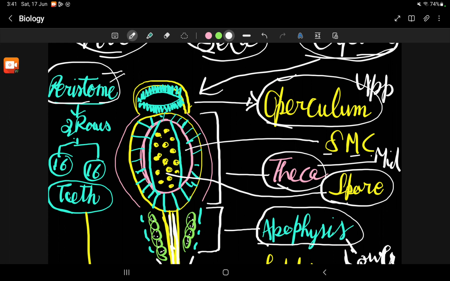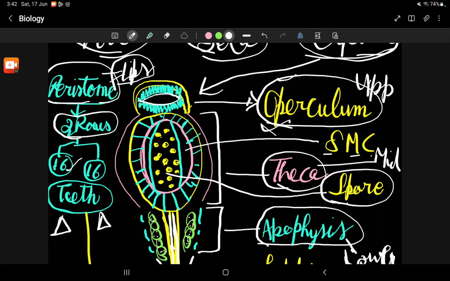Peristome is like lips, and lips carry the teeth. There are 2 rows, and each row has 16 triangular teeth. Triangle shape. I tried to make them triangular, but they are a little bit off. Many questions are asked about this peristome. The location of the peristome is in the operculum. How many rows? There are 2 rows of teeth inside the peristome. Each row has 16 teeth.